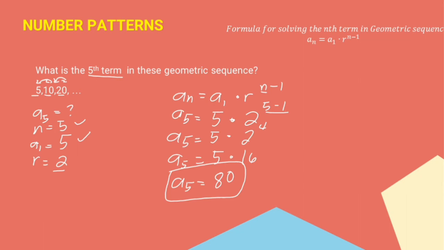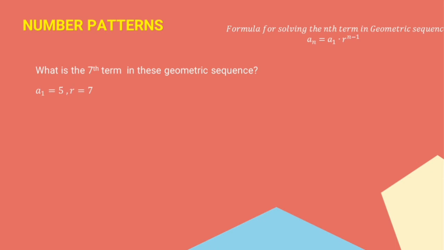Okay? I hope na sana nagigets po ninyo ang ating lesson. Okay? Let's begin with another example. So, what is the seventh term in this geometric sequence? We have a sub 1, which is 5, and r is 7. So, mas madaling mag-solve ng ganito kasi given na po lahat. Okay? So, a sub n. This is a sub 1 muna para ma-analyze po muna natin.